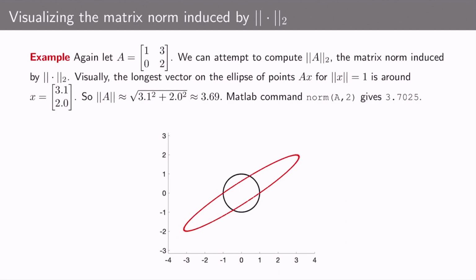It looks like roughly this endpoint would be (3.1, 2.0). So we can compute the norm of that point, and we get approximately 3.69 for our matrix norm. Actually, this visual estimate is not too bad. If we use the MATLAB command norm(A, 2), we get the more precise answer of 3.7025. Either way, I hope you get the sense that computing the matrix norm induced by the 2 norm is a fundamentally different problem from computing the matrix norms induced by the 1 norm or the infinity norm.